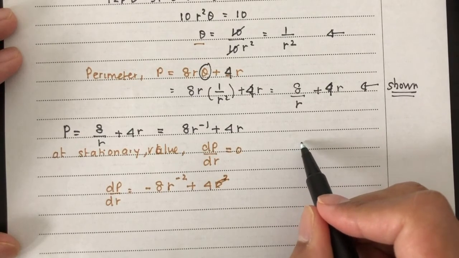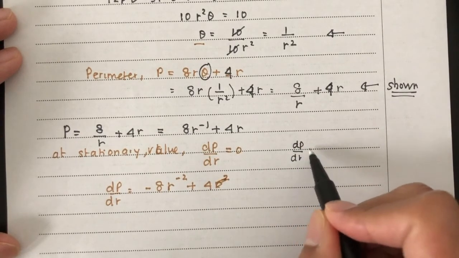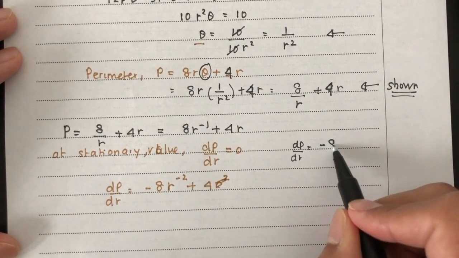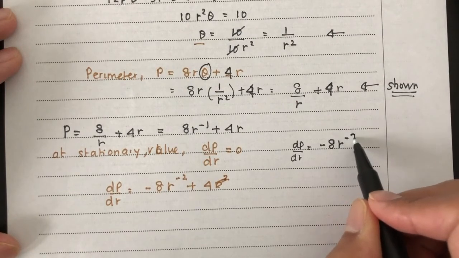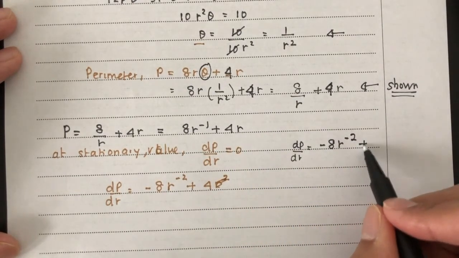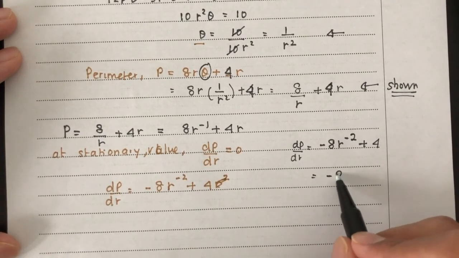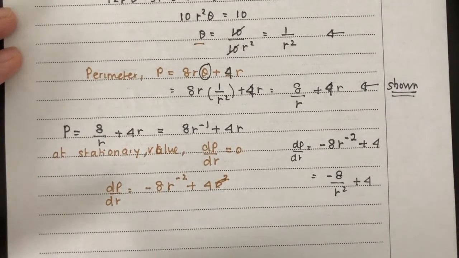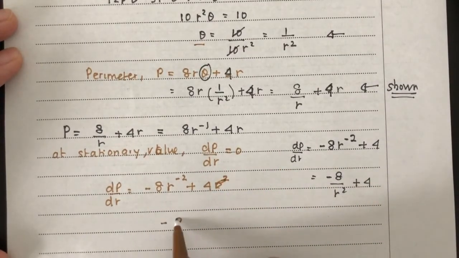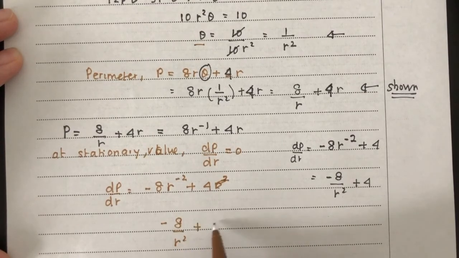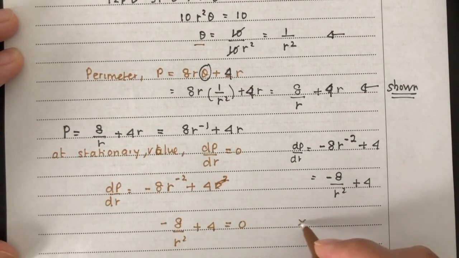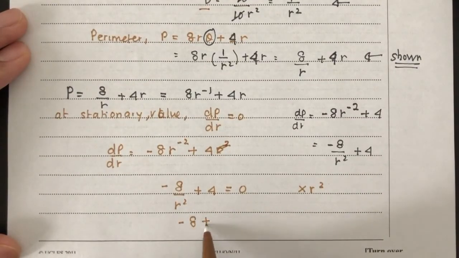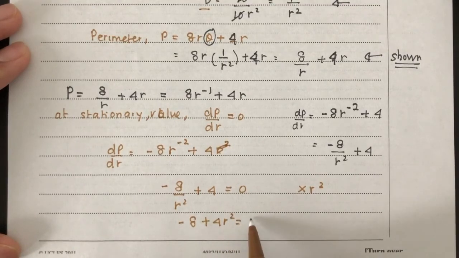So dp by dr will be, first we multiply by the power. That will become minus 1 times 8, which is minus 8. Then we minus 1 from the power, that becomes minus 2. Then this one will become just 4. So your answer will be minus 8 over r square plus 4. That is your dp by dr. Now we have to equate that to 0. So minus 8 over r square plus 4 equals 0. Multiply by r square everywhere to eliminate the denominator. That will become minus 8 plus 4r square equals 0.